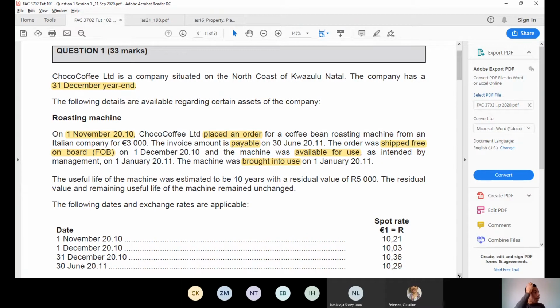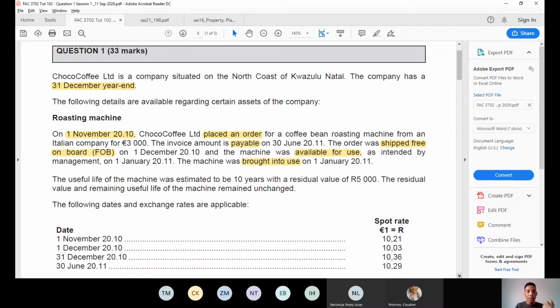Oh, sorry, no, it was only available for use on 1st of January. So it was shipped free on board on the 1st of December, and then it only became available for use on 1st of January 2011. They further say this machine was then brought into use on the 1st of January 2011. Fine. Now you've got available for use, and you've got brought into use.